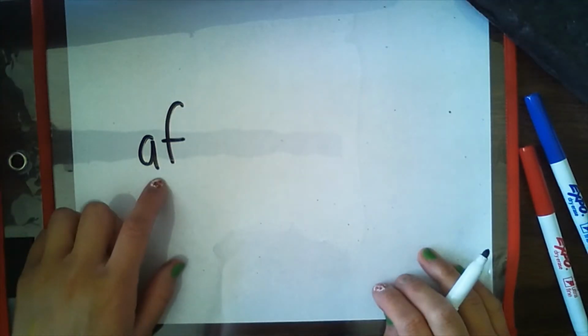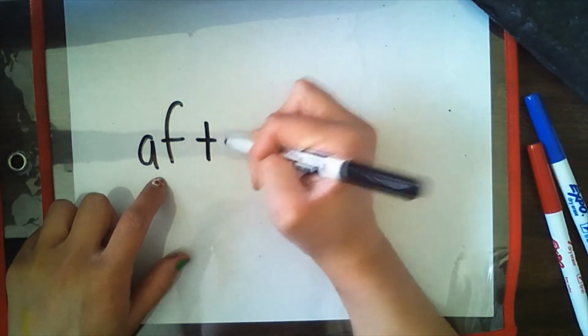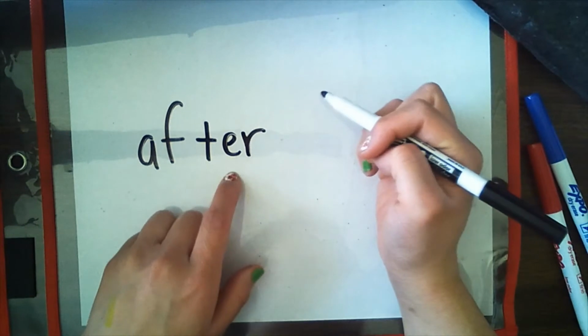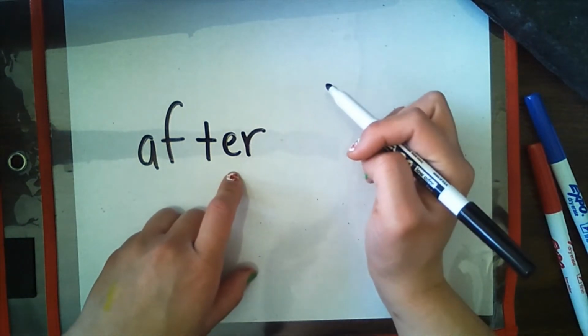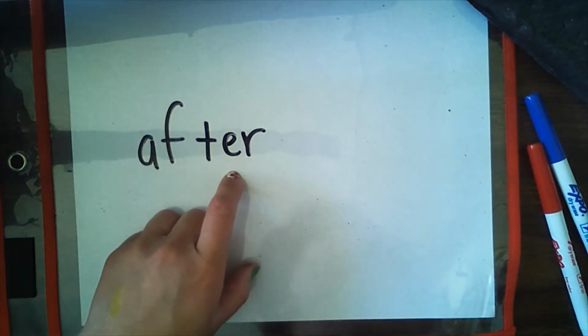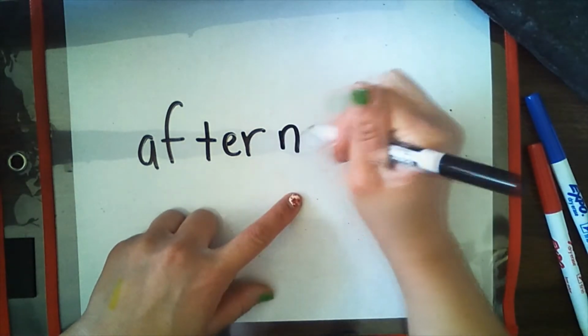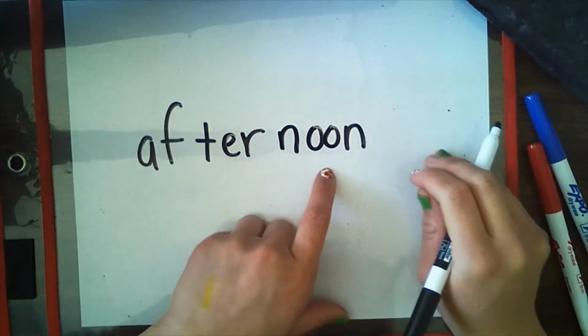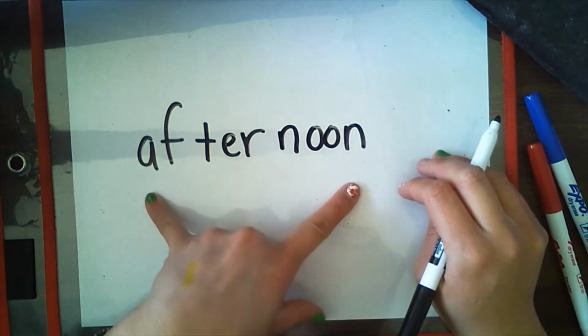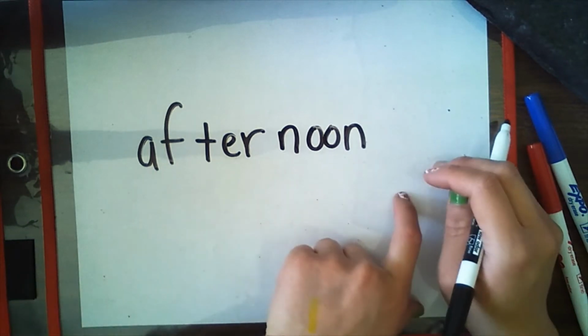Read, af. Read, ter. This is an irregular sight syllable here. Read, noon. Try for the real word, afternoon.